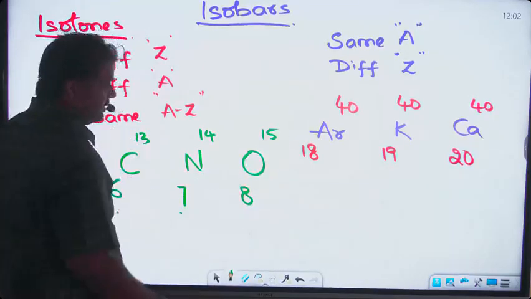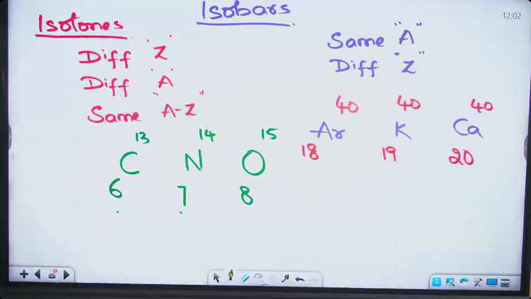If you compare these three, the atomic numbers are different, that is 6, 7, 8. Mass numbers are different, that is 13, 14, 15. But the number of neutrons, 13 minus 6, 14 minus 7, 15 minus 8, is equal to 7 in each case. So the neutron numbers are the same, and we call them isotones. The elements having the same neutron number but different atomic number and different mass number are known as isotones.